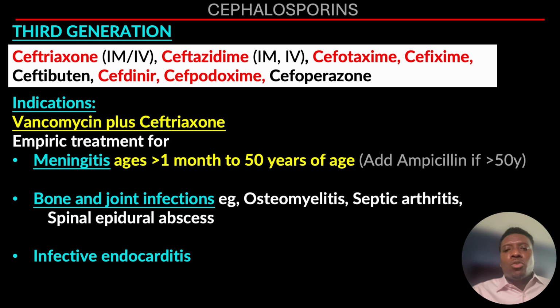Also very important about ceftriaxone, it is often combined with vancomycin because, again, it can give you a broad spectrum coverage for empiric treatment of many different conditions. Some big ones are meningitis for ages 1 month or older to 50 years of age. For bone and joint infections such as osteomyelitis, spinal epidural abscess, or septic arthritis, that's a great empiric management and is also great for infective endocarditis.